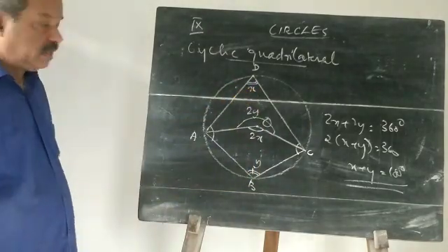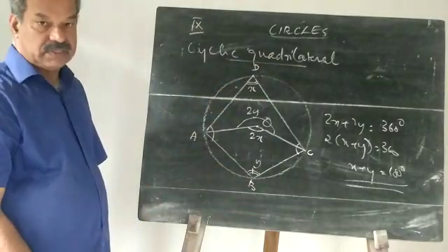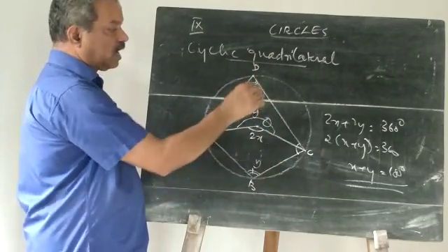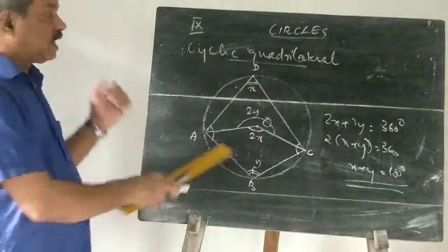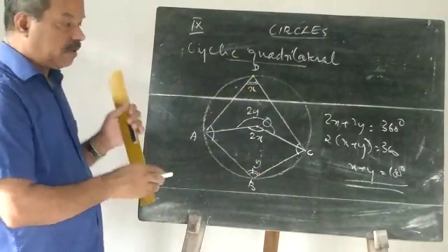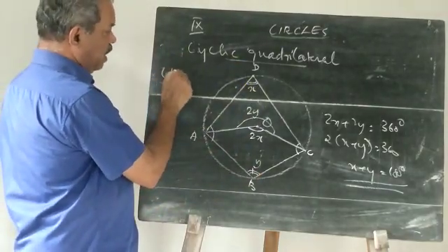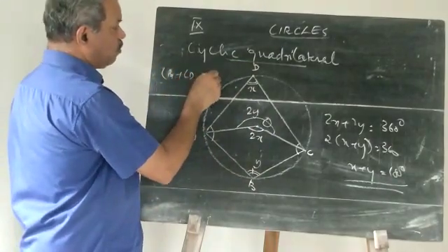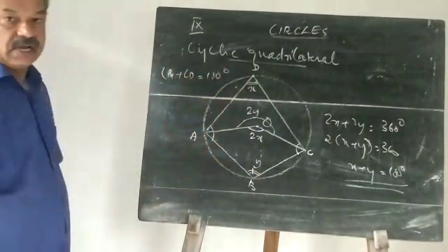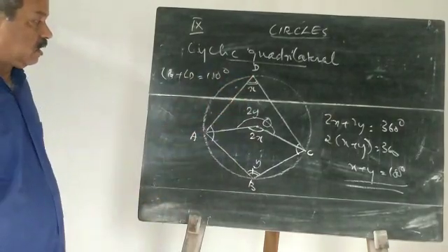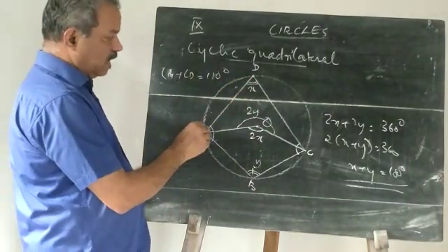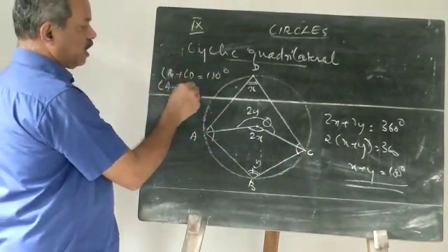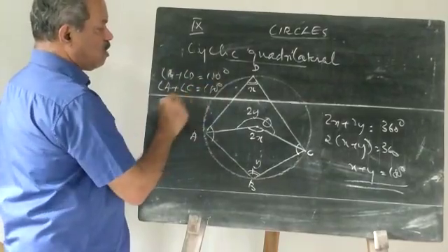The cyclic quadrilateral theorem says, in a cyclic quadrilateral, the opposite angles are supplementary. That is, angle A plus angle C equal to 180, because they are opposite angles of the cyclic quadrilateral. Then what about angle B and angle D? They are also opposite angles. So what is the sum? Angle B plus angle D is also 180.